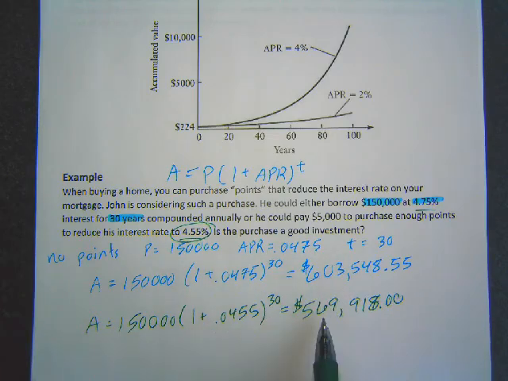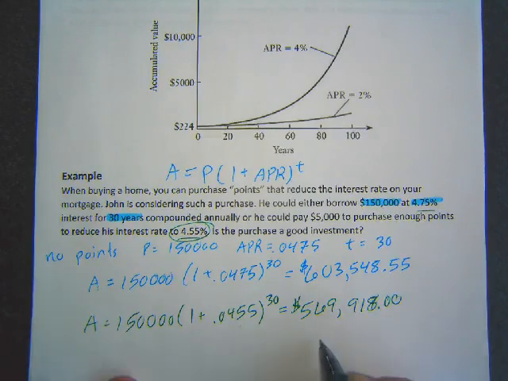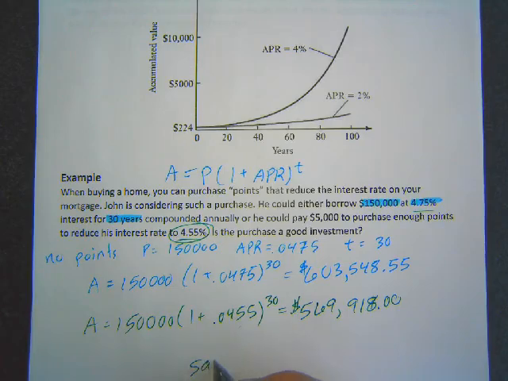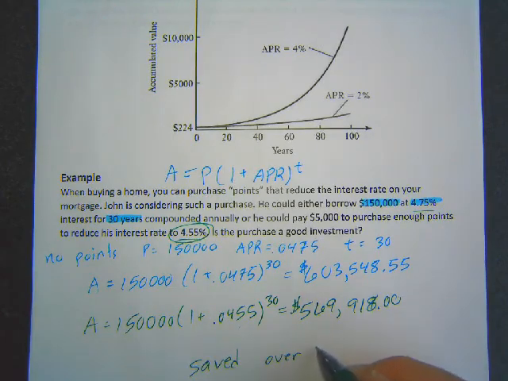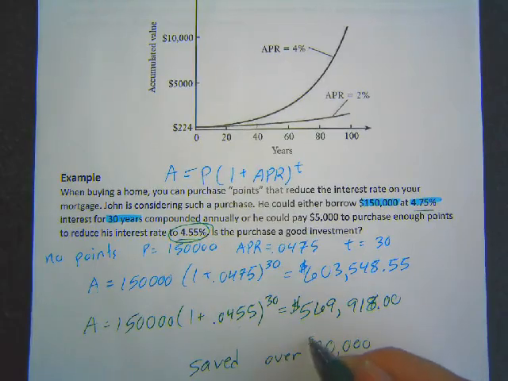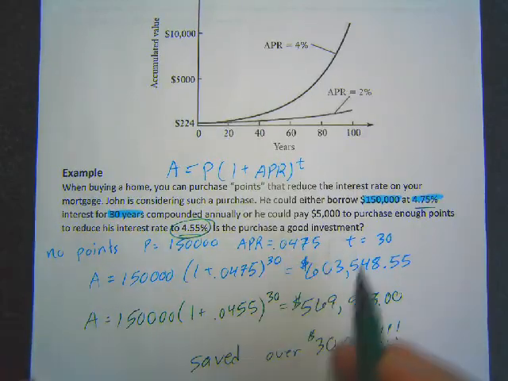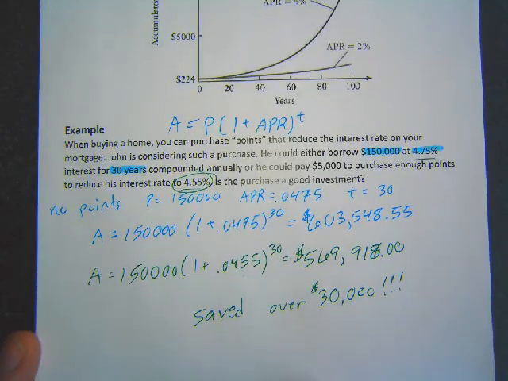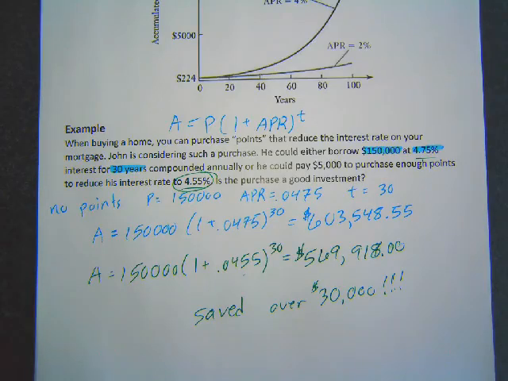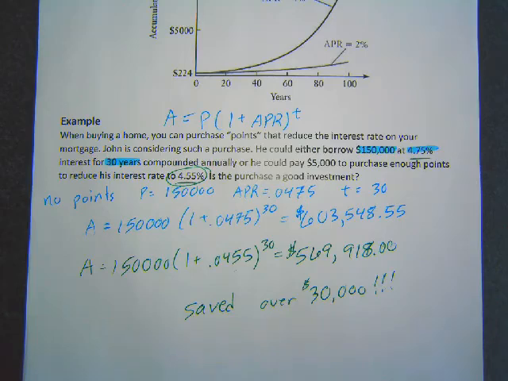But we'll notice here that's about $30,000, a little bit more than that, in savings just by getting a lower interest rate. So yeah, he had to pay some extra money up front now, but he saved over $30,000. That's really big savings. So, is it a good investment? Well, yeah, because this $5,000 now could save him $30,000 over the next 30 years. You can save a lot of money if you can lower your points. If you can find a mortgage that's a little bit lower interest rate, that's why people always tell you to go shop around for mortgages.